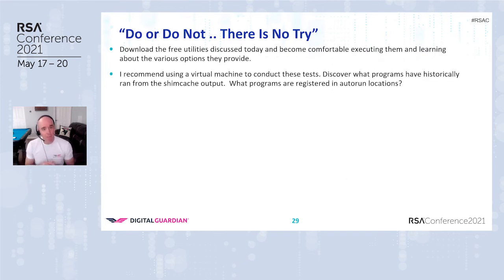Free. I also recommend using a virtual machine to conduct a lot of these tests. Let's not use our production systems, please. Let's discover what programs might have historically run on a particular system. Conduct these tests yourselves just to see what the output looks like, right? What sort of programs might have registered themselves to an autorun location. I think it's important to also train yourself and really start to build this capability before you start going out into the enterprise and pulling all this data.